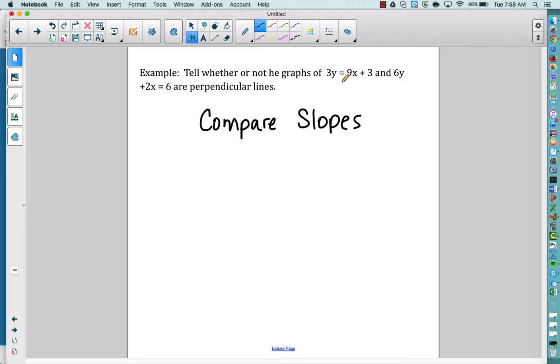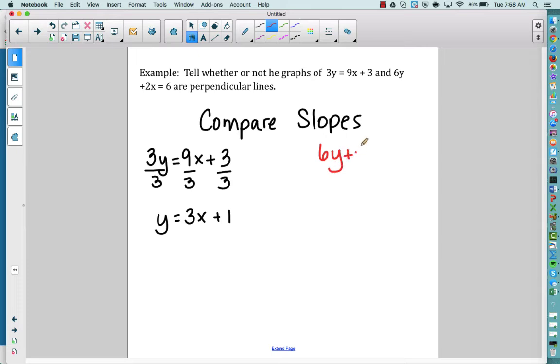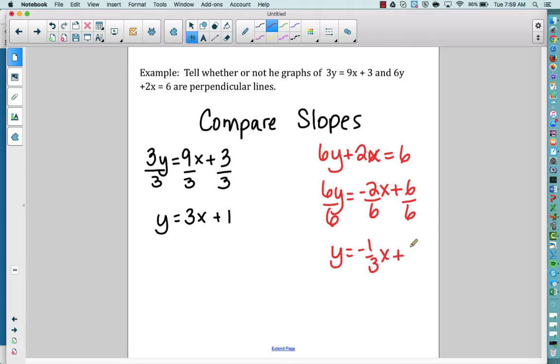Okay, so this first one, I'm going to put in y equals mx plus b by solving for y by dividing all of the parts by 3. And I'm going to get y equals 3x plus 1. All right, the other equation, let me switch colors. I get 6y plus 2x equals 6. All right, so I'm going to solve for y. So I get 6y equals negative 2x plus 6. I'm bringing the 2x to the other side. And now I'm dividing by 6. So I get y equals negative 1/3 x plus 1.